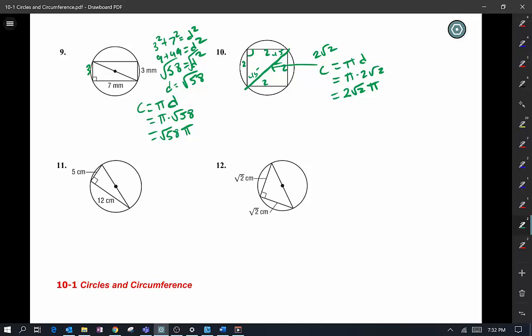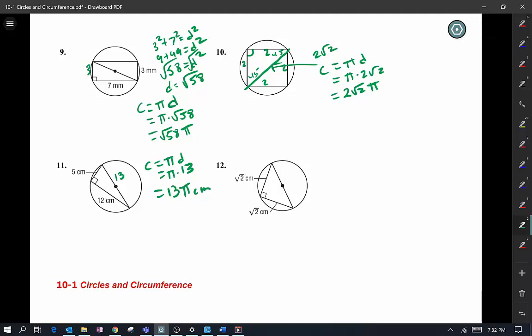All right, inscribed triangle, 5, 12. You should know by now a 5, 12, 13 triangle. If you've been following along in my classes, that should be pretty easy. That's going to be 13. So circumference is equal to pi times the diameter, so it's pi times 13. So the circumference is 13 pi centimeters.